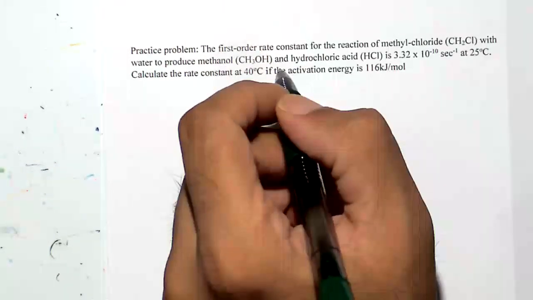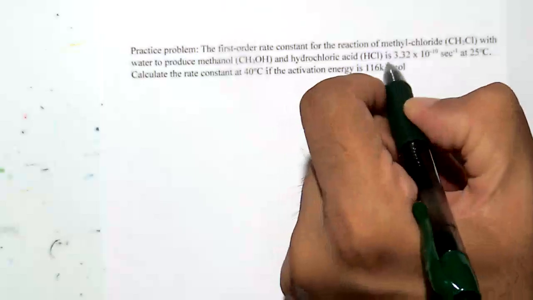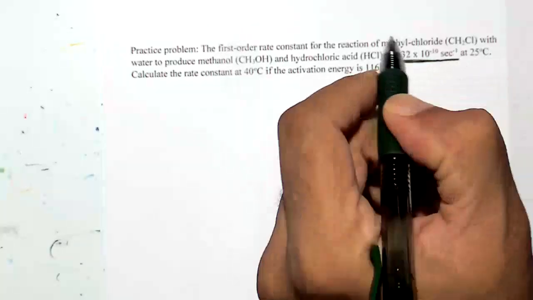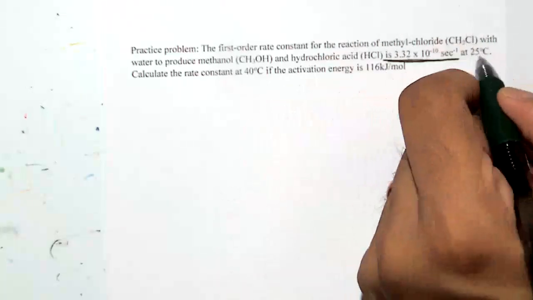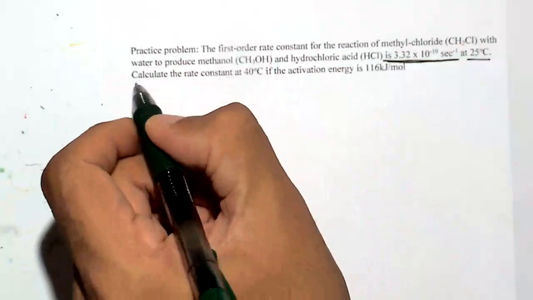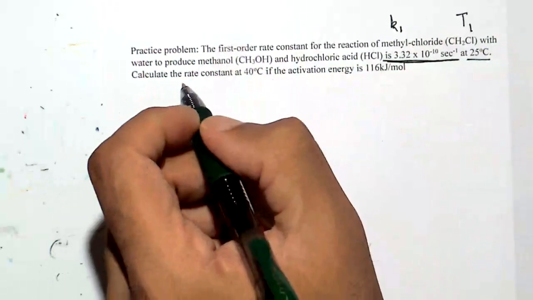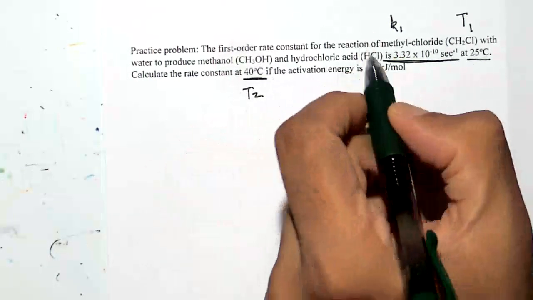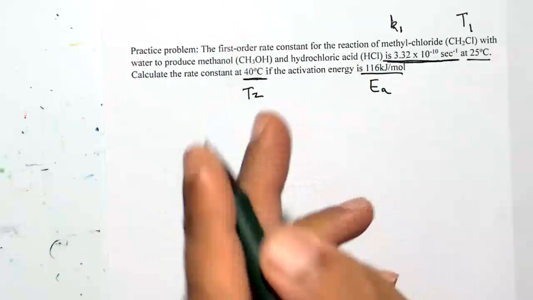Right, the first order rate constant for the reaction of methyl chloride with water to produce methanol and hydrochloric acid is 3.32 times 10 to the minus 10 inverse seconds. Okay, seconds to the minus 1 is inverse seconds. And this happens at 25 degrees. So this is K1 at 25 degrees, T1. Calculate the rate constant at 40 degrees, T2. The activation energy is 116 kilojoules per mole.